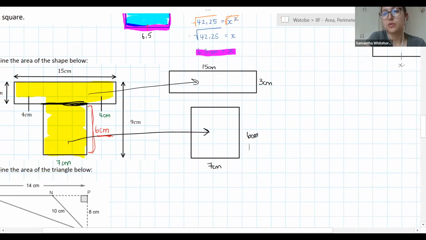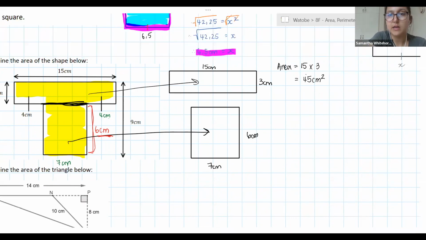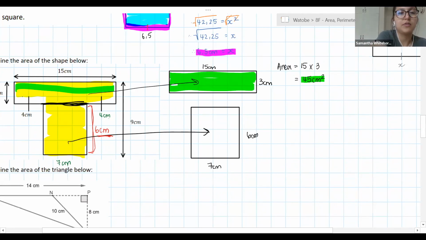Now, if I work with this longer rectangle, we know that the area is equal to length times breadth. So we need to say 15 times 3. 15 times 3 is 45. Now remember, this is an area, so it's 45 centimeters squared. That 45 centimeters squared is the area of the top crossbar of the T-shape. So that's what it's relating to.